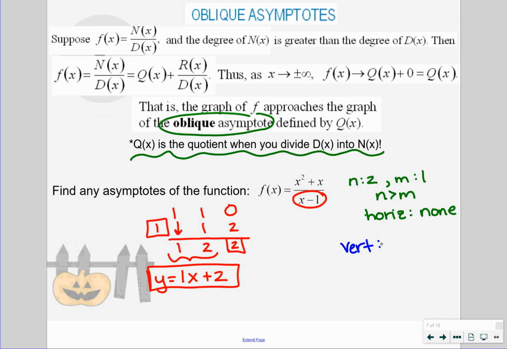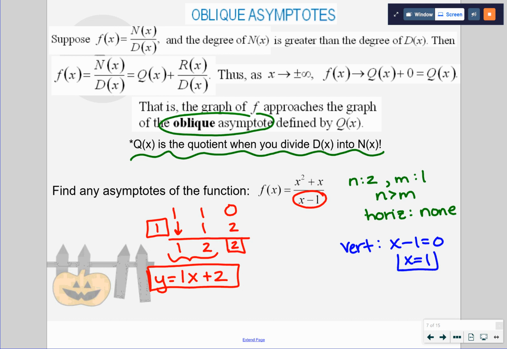Where do the vertical asymptotes come from? The denominator. So set that denominator equal to 0. X equals 1 is a vertical asymptote. You might see problems that ask you to find all asymptotes, and this is what you would do. Vertical is coming from the denominator.